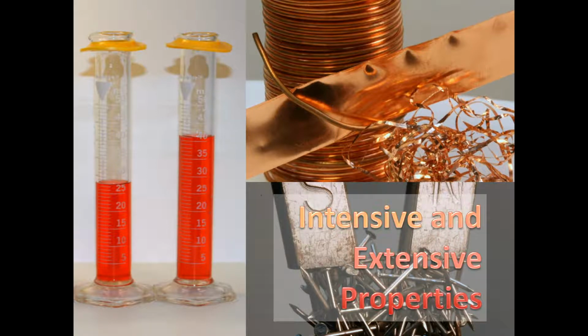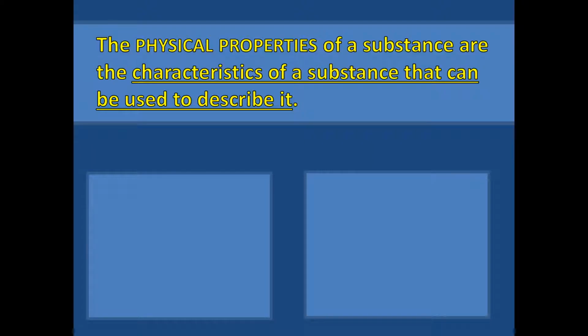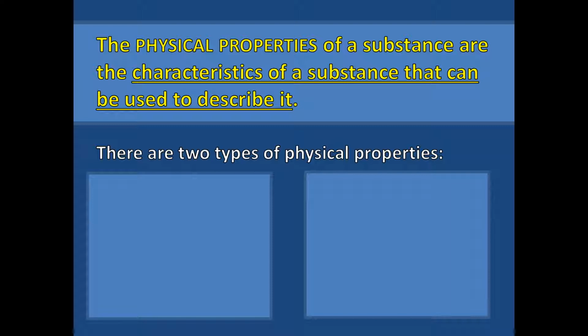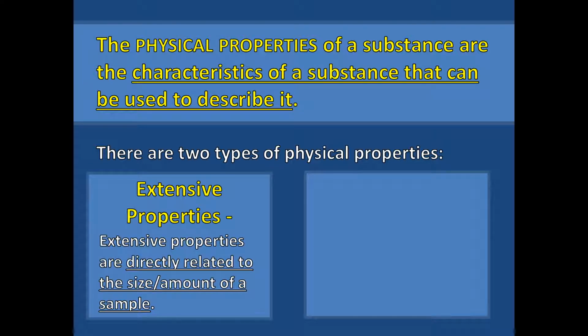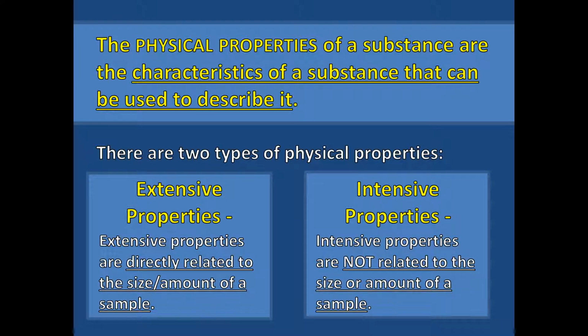So, physical properties of a substance are the characteristics of a substance that can be used to describe it. There are two types of physical properties: extensive properties. Extensive properties are directly related to the size or amount of a sample. And then there are intensive properties. Intensive properties are not related to the size or amount of a sample.